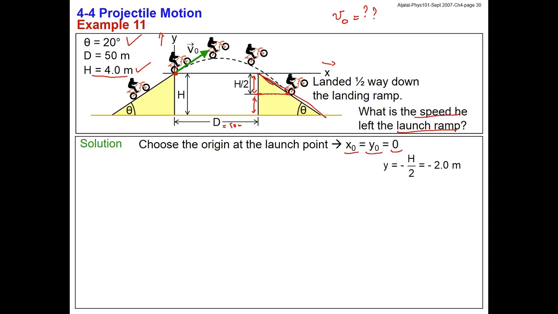At t final, I landed here. Now at t final, you have to know the vertical displacement. Since I landed halfway down the ramp, that means with respect to here, I landed halfway h below this zero. So I landed at minus h divided by 2. If I know h, which is equal to 4 meters, my y final is just minus 2.